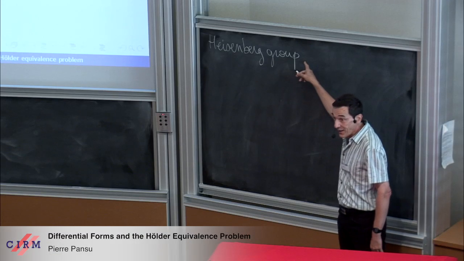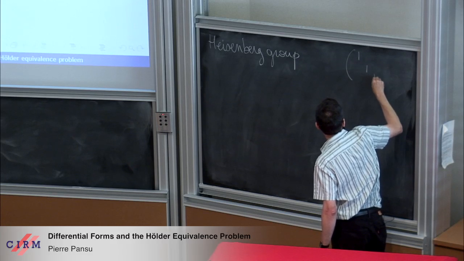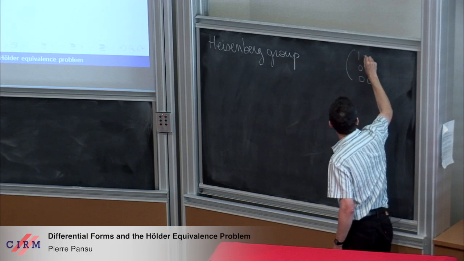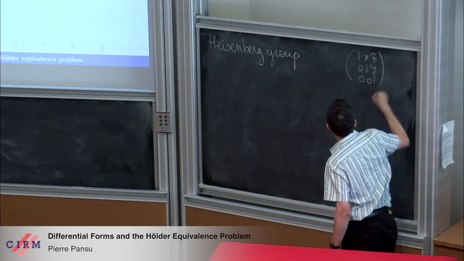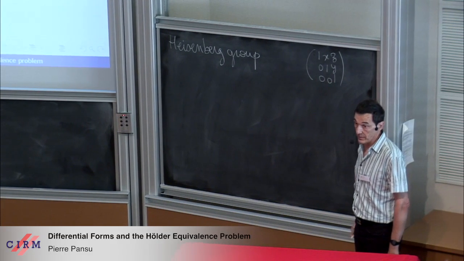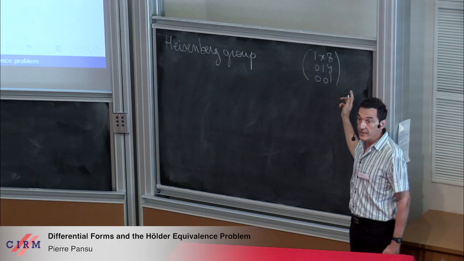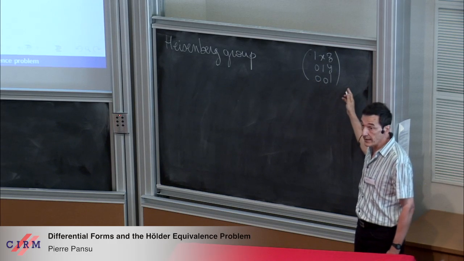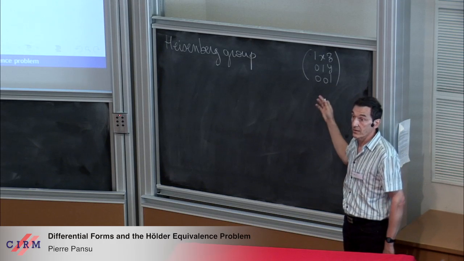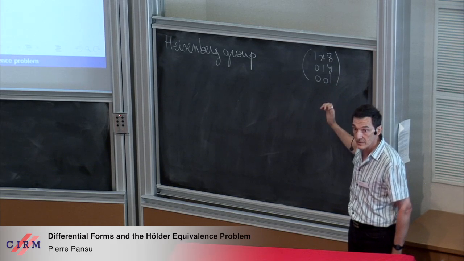So the Heisenberg group, it's the set of matrices of that form. Upper triangular, ones on the diagonal, x, y, z, real entries above the diagonal. So you know how to multiply matrices. So that's a short way of describing a multiplication on R3. So we are living on R3 with a twisted multiplication.